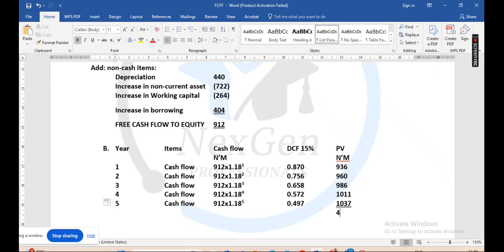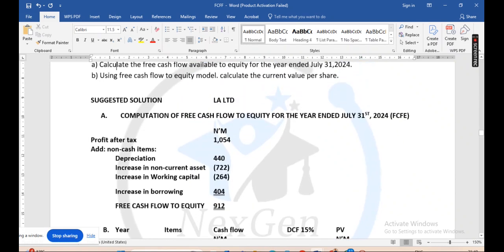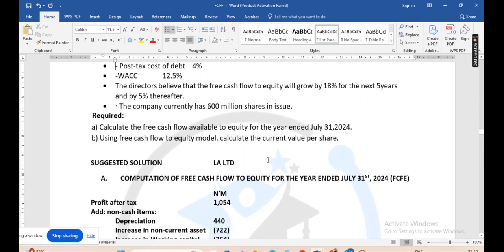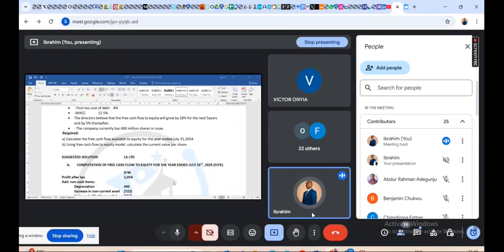4930. Okay, you've treated the first part, class. This is the value. I didn't mean the question did not go further and talk about 5% thereafter. You would have quoted that this is the current value of the company.